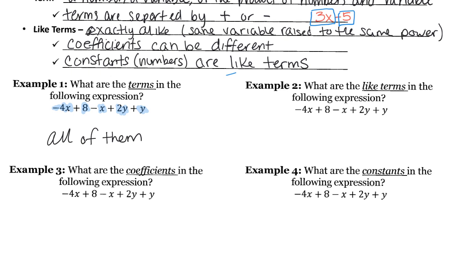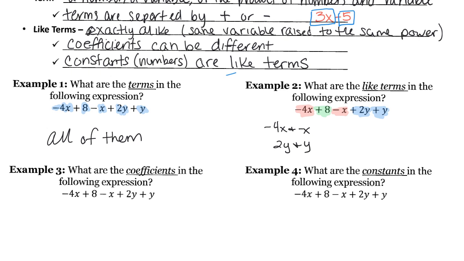We want to know, in example 2, which ones are like terms. So which ones have the same variables? So I see an x here and an x here. And then I see a y here and a y here. And then constants or numbers alone are also like terms. So negative 4x and negative x, 2y and y, and then 8 doesn't have any friends.